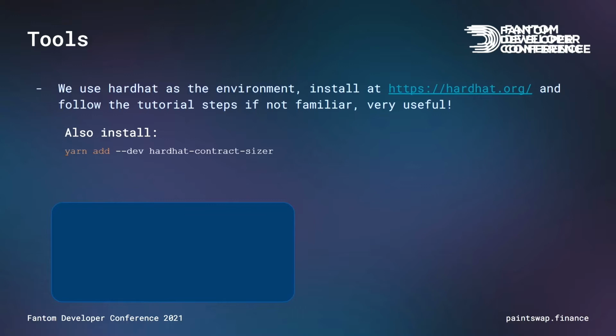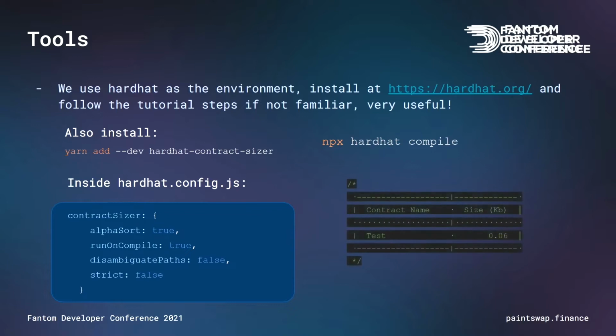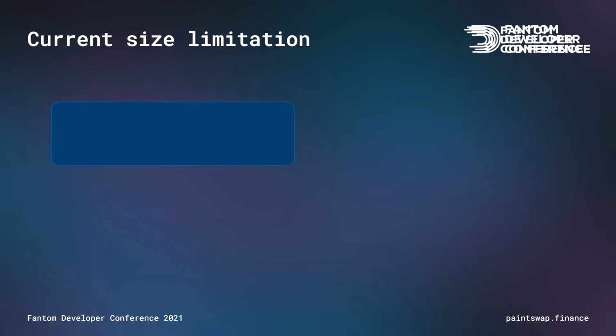So when you compile your smart contracts, you can see exactly what size they're going to be. And this is the options that you'll need to set to have that run. And then we'll just compile the code, and that will be the output. So we can see it's 0.06 kilobytes for this sample test. So when you come to deploy a smart contract, it cannot have a size greater than 24 kilobytes.